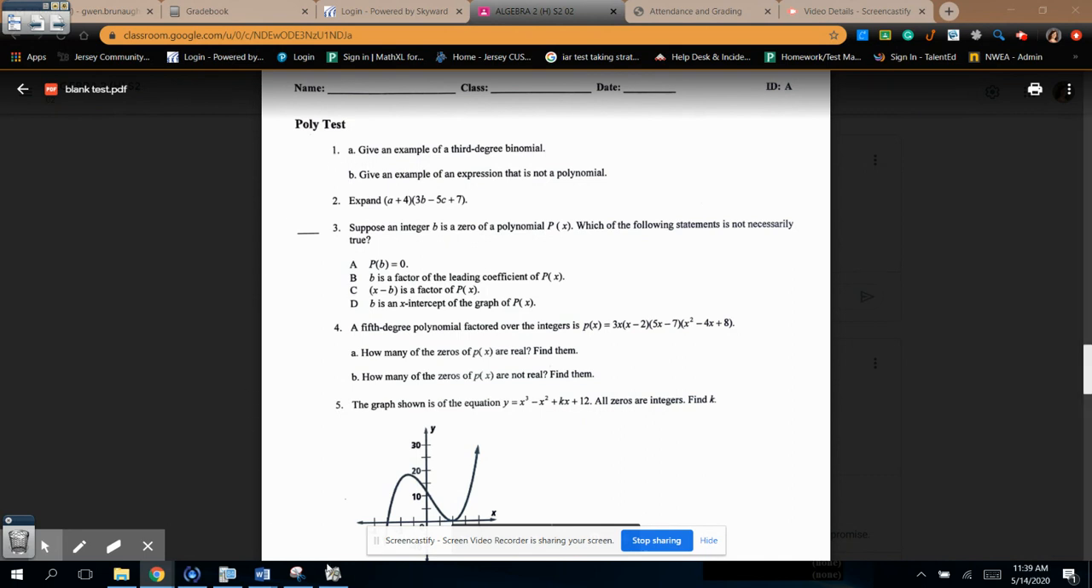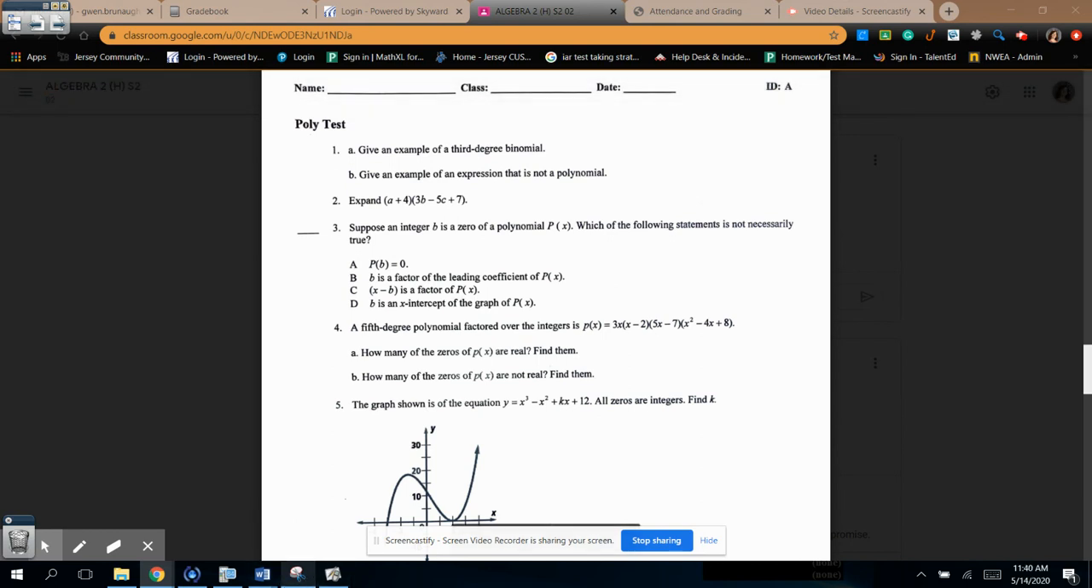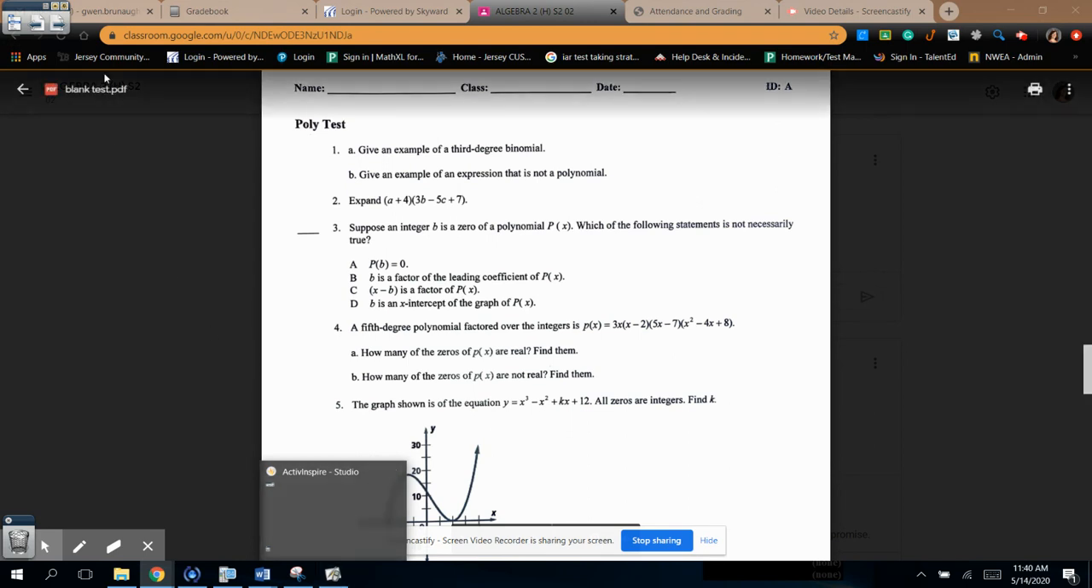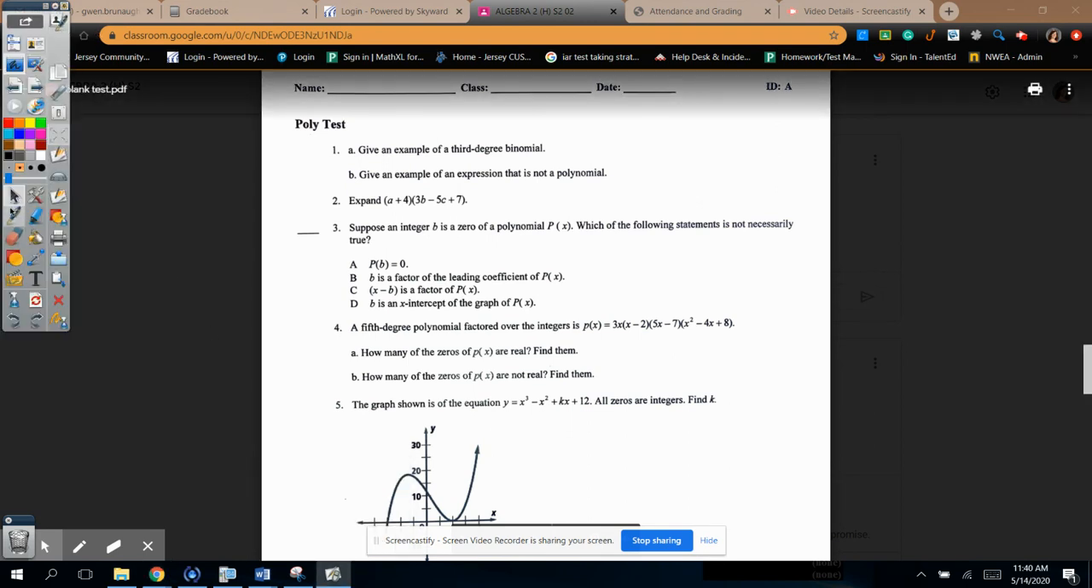Okay, on number one, there's a million different answers you could have. For a third degree binomial, you can only have two pieces. So something plus something or something minus something, and then the exponent has to be something x to the third somewhere, okay? So that's what you have for number one. Something that's not a polynomial, you could have a logarithm, you could have an exponential, you could have an absolute value. The possibilities are endless on that as well.